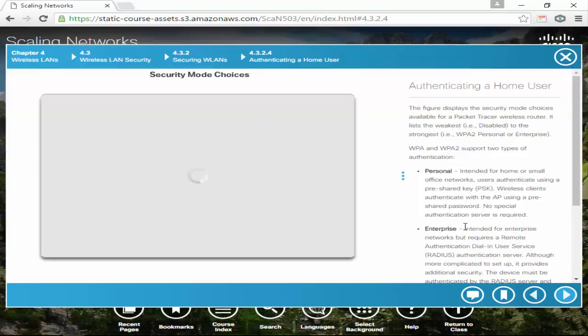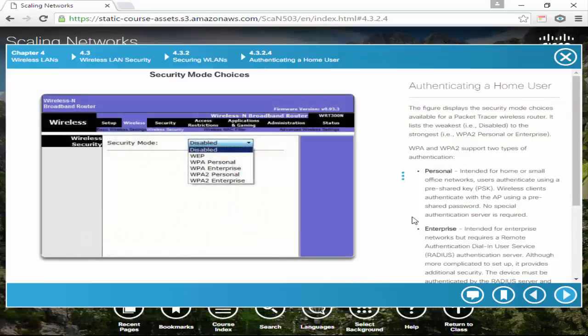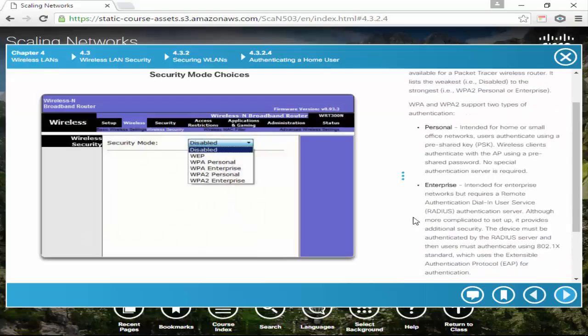Authenticating a home user. So we have personal authentication and enterprise. Personal authentication is where we're using these pre-shared keys, right? So where we actually make up the password. In enterprise, we can use a thing like RADIUS, and RADIUS will actually let us use our Active Directory sign-ins. It's known as 802.1X. It uses EAP and all this.